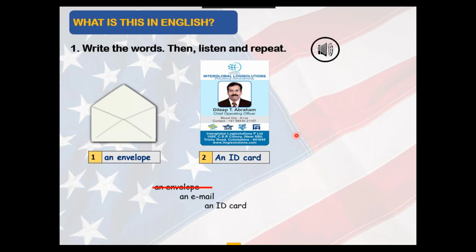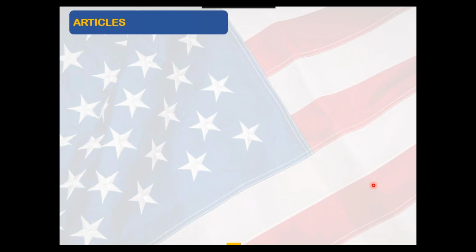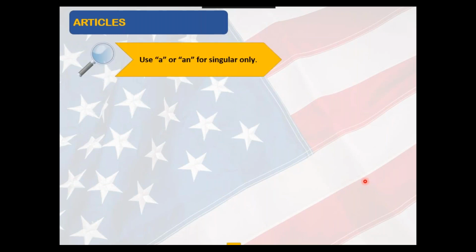Yes, an ID card. And finally, what is this in English? It is an email. An email. Excellent. This is the vocabulary about this. Now let's continue. The articles. Yes, the articles. There are 2 articles that we use, a or an.